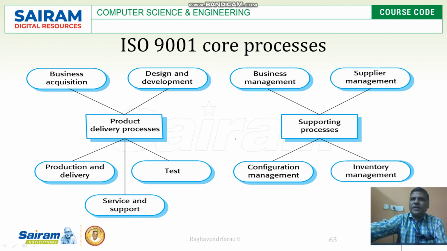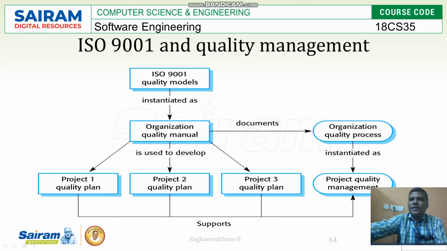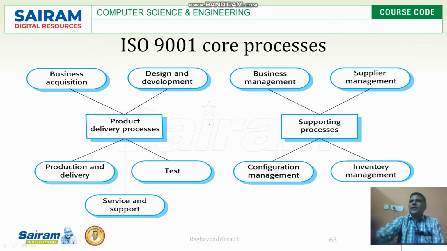Same thing for the product. Here what happens basically is the management side: business management, supplier management, supporting processes, configuration management, and inventory management. So these are all individual things again.